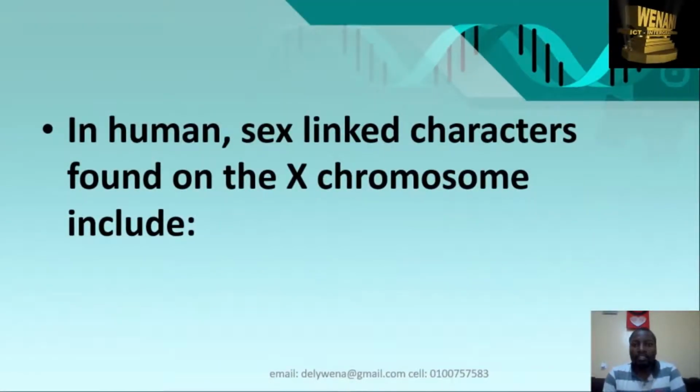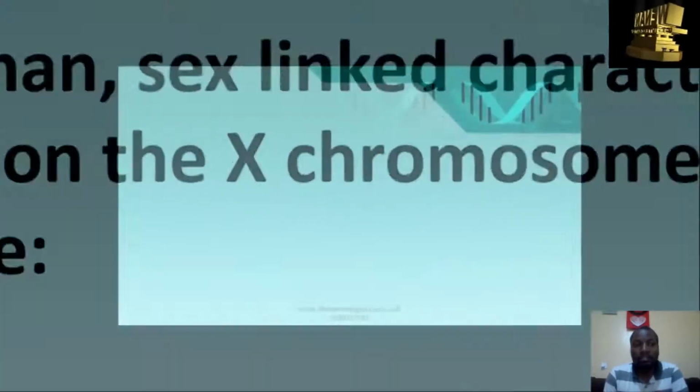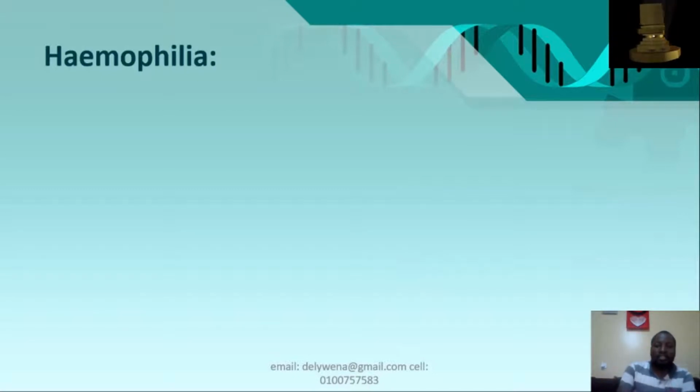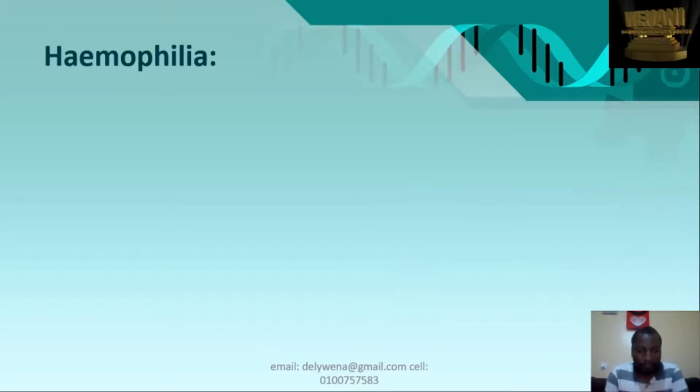In humans, sex-linked characters found on the X chromosome include, the first one, hemophilia. What is hemophilia? Hemophilia is a disease that affects the rate of blood clotting, leading to excessive bleeding even from a minor cut. Hemophilia is more common in males than in females. For example, a female may have the gene for hemophilia and not show the trait because the normal gene is dominant over the gene for hemophilia. Such females are referred to as carriers.